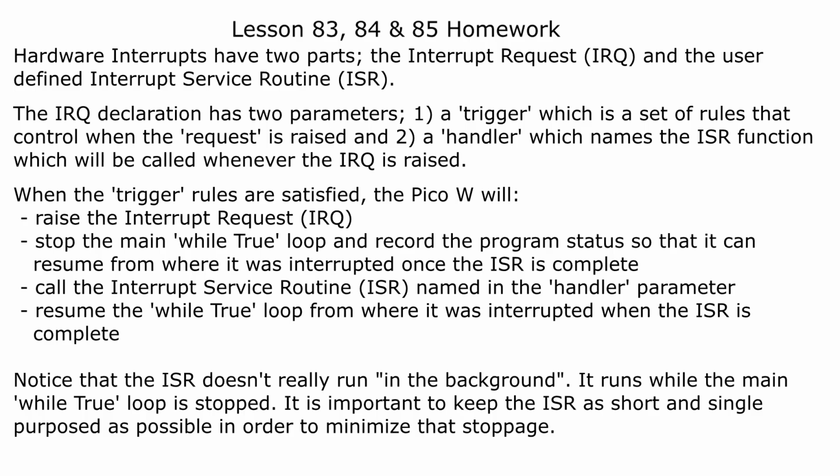When the trigger rules are satisfied, the Pico W will raise the interrupt request, stop the main while true loop, and record the program status so that it can resume from where it was interrupted once the ISR is complete, call the interrupt service routine, named in the handler parameter, and resume the while true loop from where it was interrupted when the ISR is complete. Notice that the ISR doesn't really run in the background. It runs while the main while true loop is stopped. So it's important to keep the ISR as short and single-purposed as possible in order to minimize that stoppage.